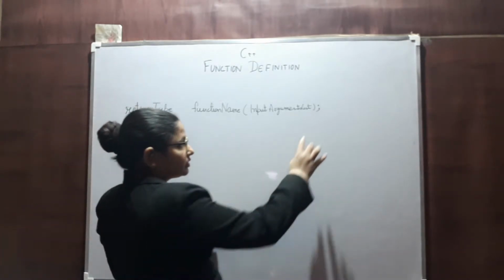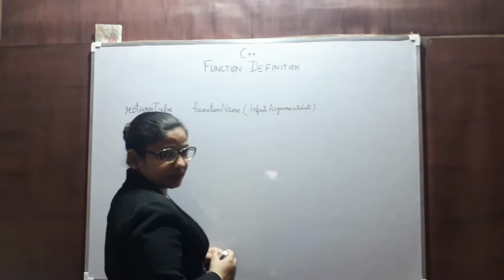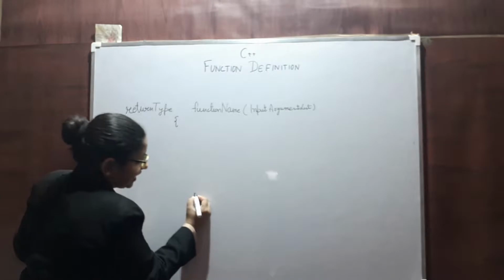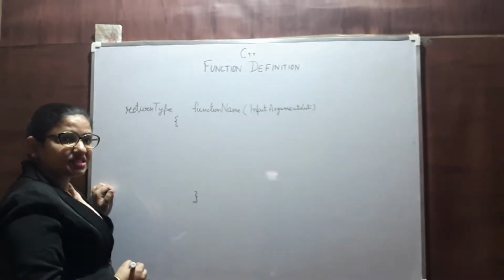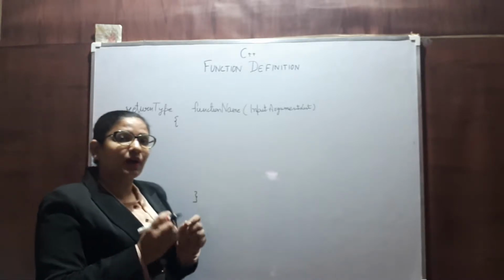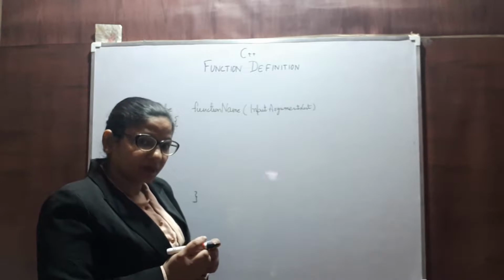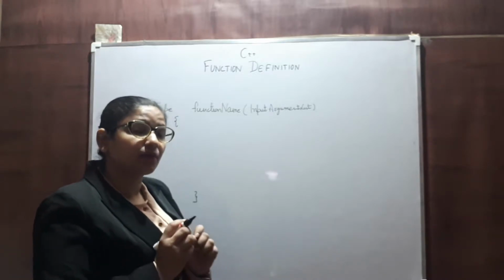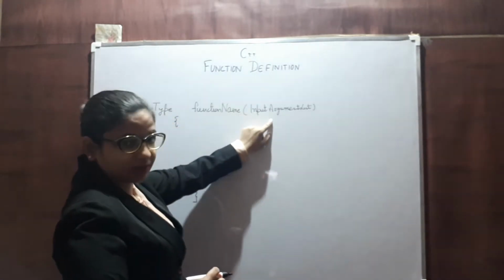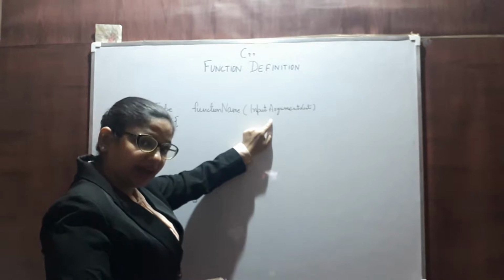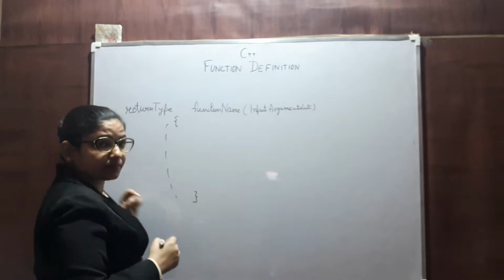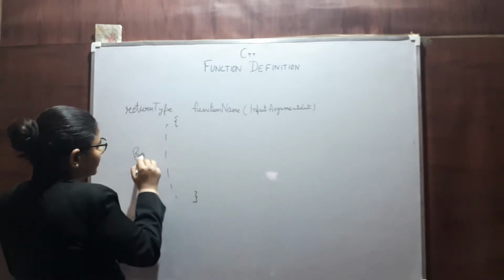If you remove this semicolon and include curly bracket opening and curly bracket closing, then this is function definition. Function definition means you are giving definition or you are defining this function. This part, return type, function name, input argument list, this part is header, and curly bracket opening and closing, this is function body. Fine, this is function body.